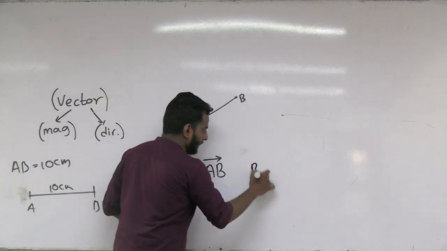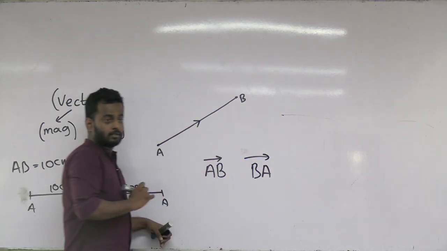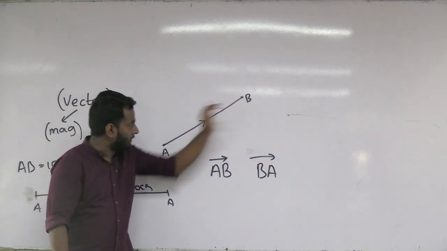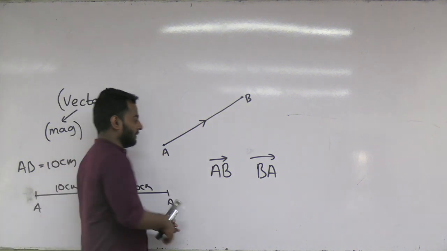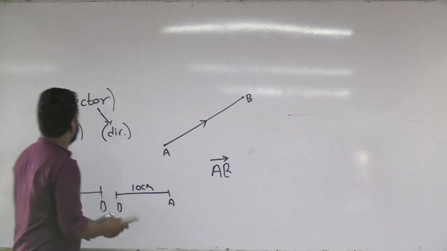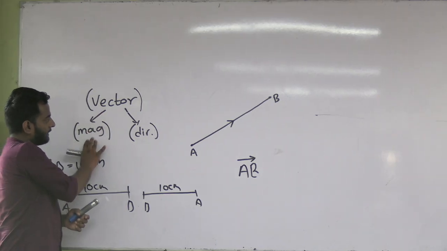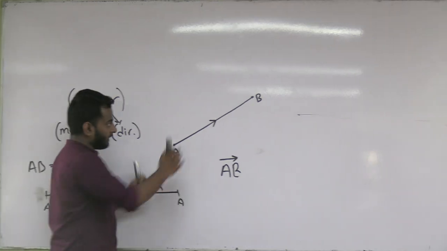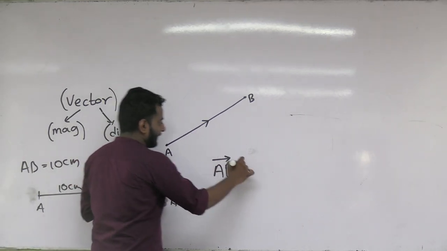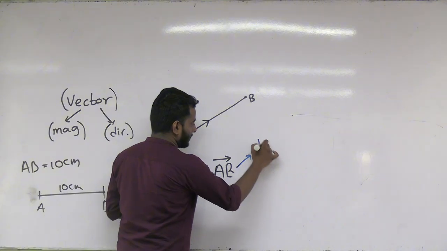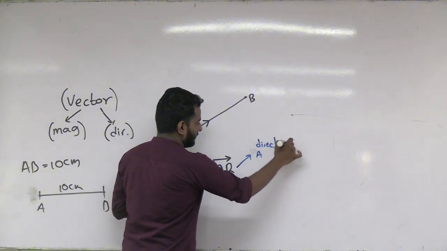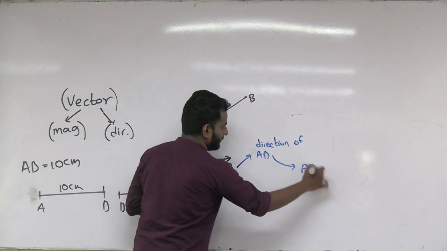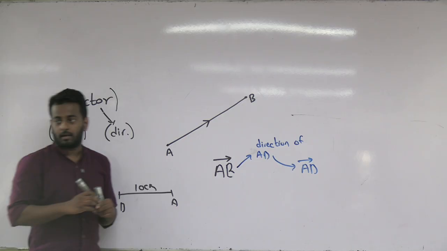Now can I write it as BA? No, that cannot be done because we are talking about the vector from A to B, which is called AB. When I started, I said a vector must have a magnitude and a direction. So in this representation, the direction of the line AB represents the direction of the vector AB. Are you okay with that?